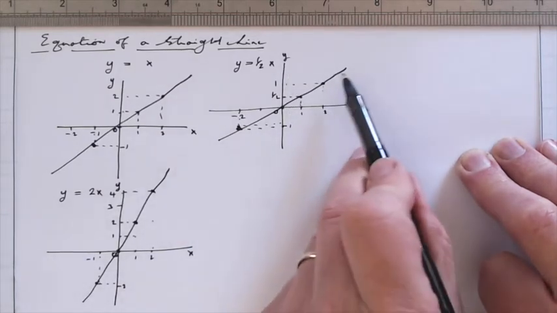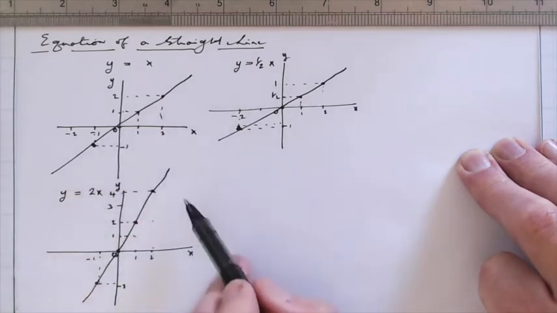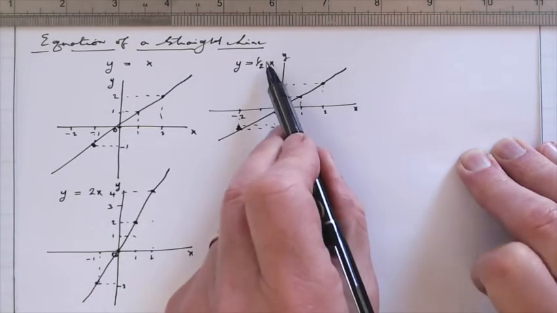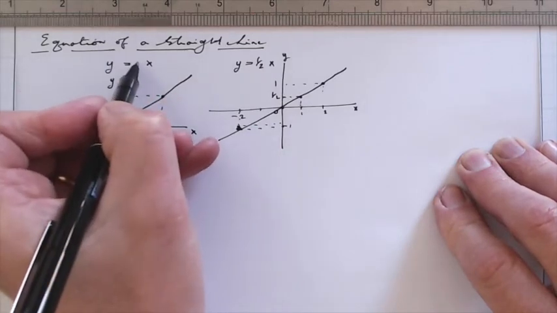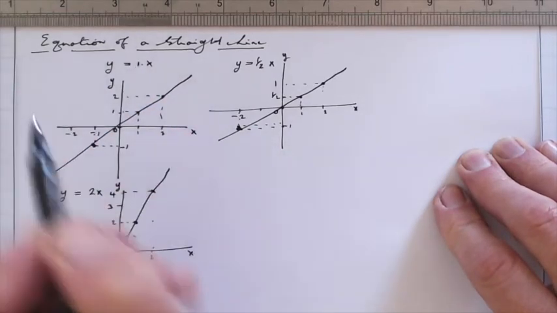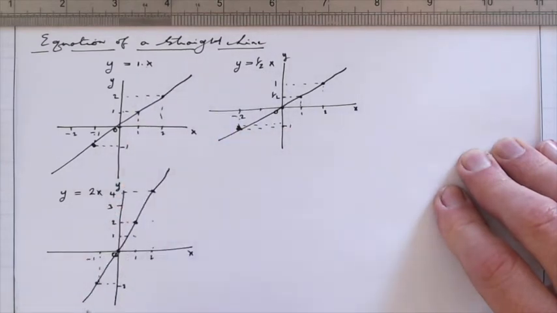And you notice this time, this line is much less steep than this one, which was less steep than this one. So obviously this number that multiplies x, which here was 1, the number that multiplies x is essentially telling us about the slope.